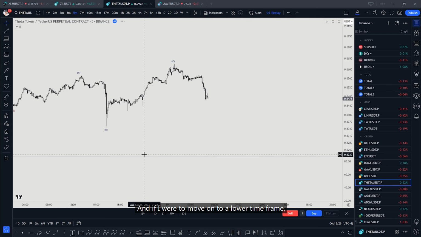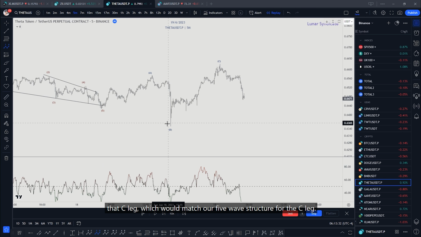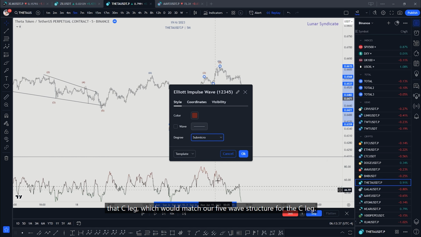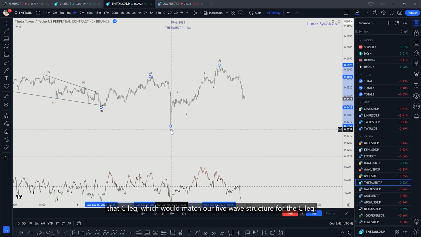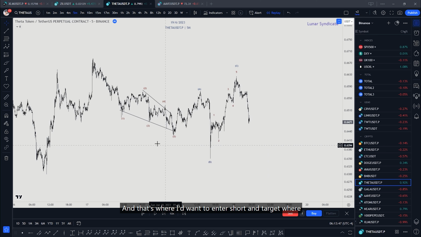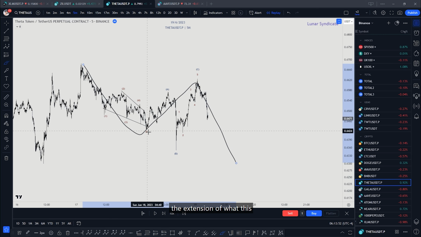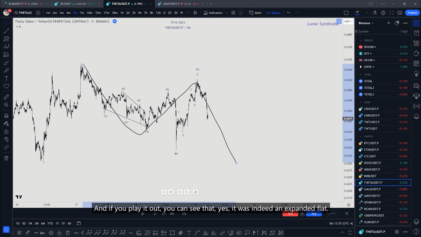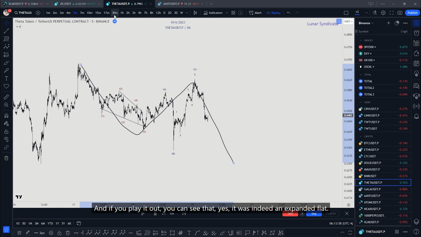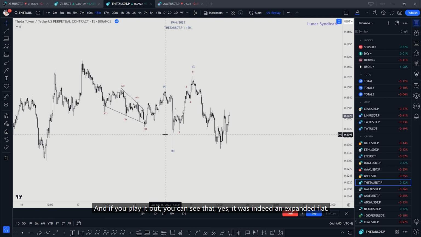If I were to move on to a lower time frame, I can see there's divergence on the end of that C leg, which would match our 5-wave structure for the C leg. And that's where I'd want to enter short and target the extension of what this first leg would be. And if you play it out, we can see that, yes, it was indeed an expanded flat.